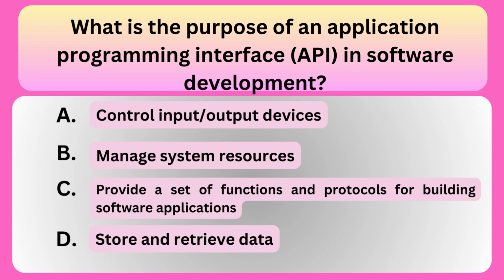What is the purpose of an application programming interface in software development? Control input or output devices, manage system resources, provide a set of functions and protocols for building software applications, store and retrieve data. And the right answer is provide a set of functions and protocols for building software applications.